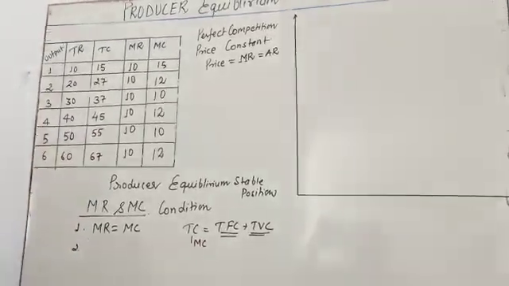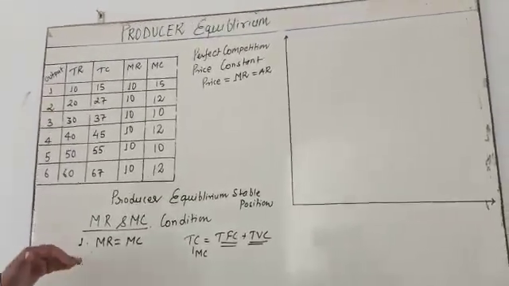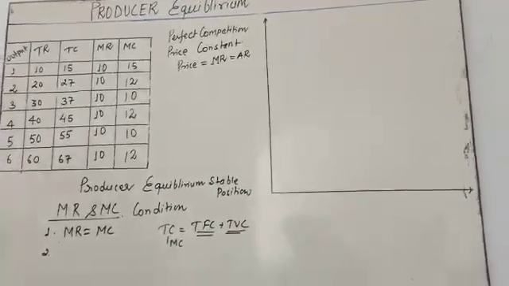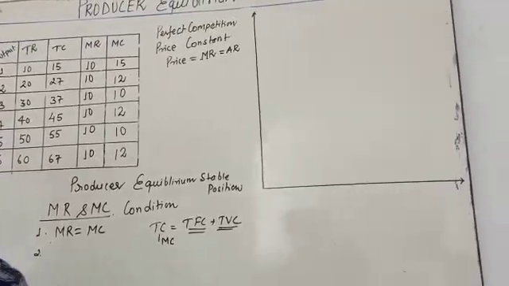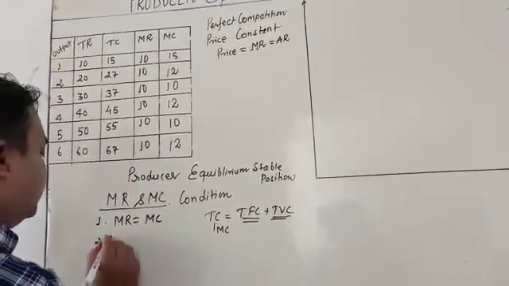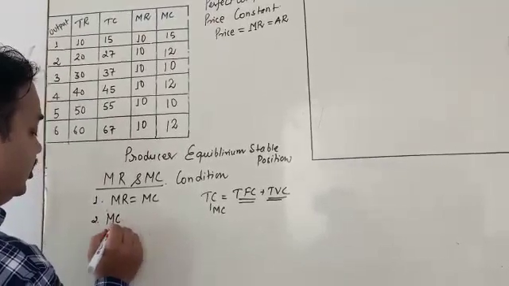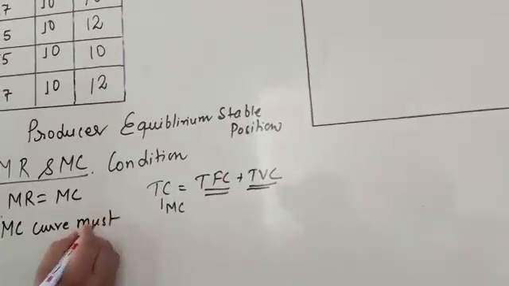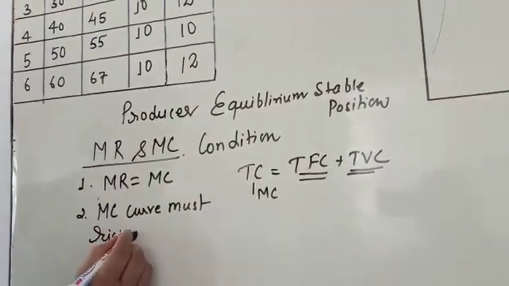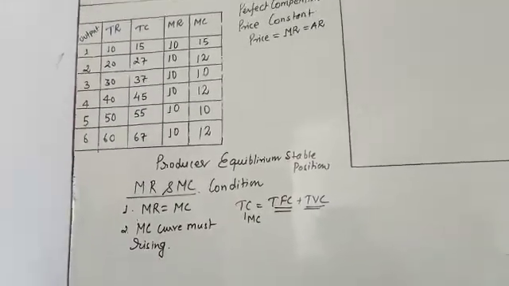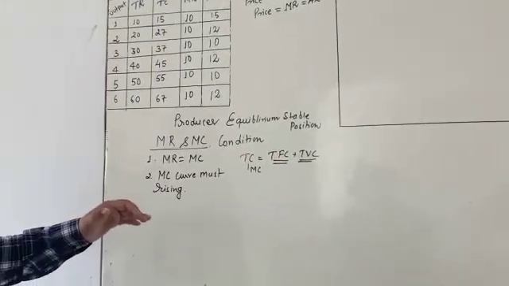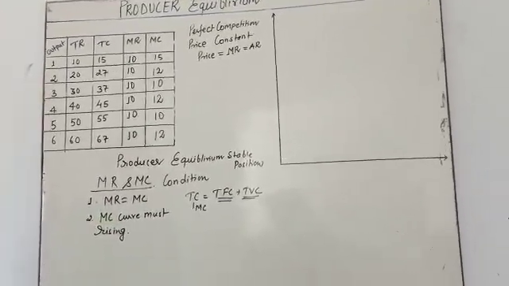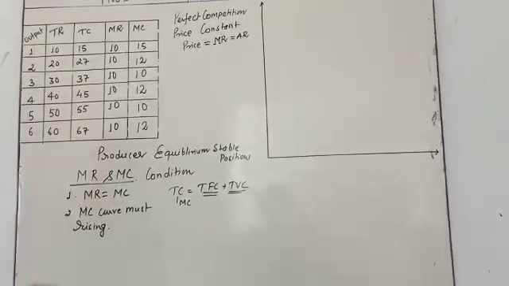Okay, this is the first condition where the producer should be in equilibrium position as well as getting a profit. The second condition is that the MC curve, meaning the marginal cost curve, must be rising. My dear students, there are two conditions for the MR-MC approach: marginal revenue is equal to MC, and the MC curve must be rising. Let's see in the table.